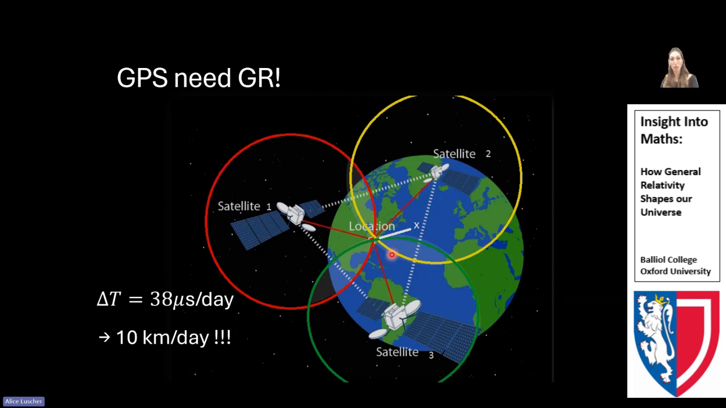Well, I'm standing at some point on Earth. I'm sending a signal out in space towards some satellites. The satellites get my signal and send it back, and I can measure how long it took for my signal to get to the satellite and back, and I basically triangulate my position because there is only one point that is at some distance of the three satellites.